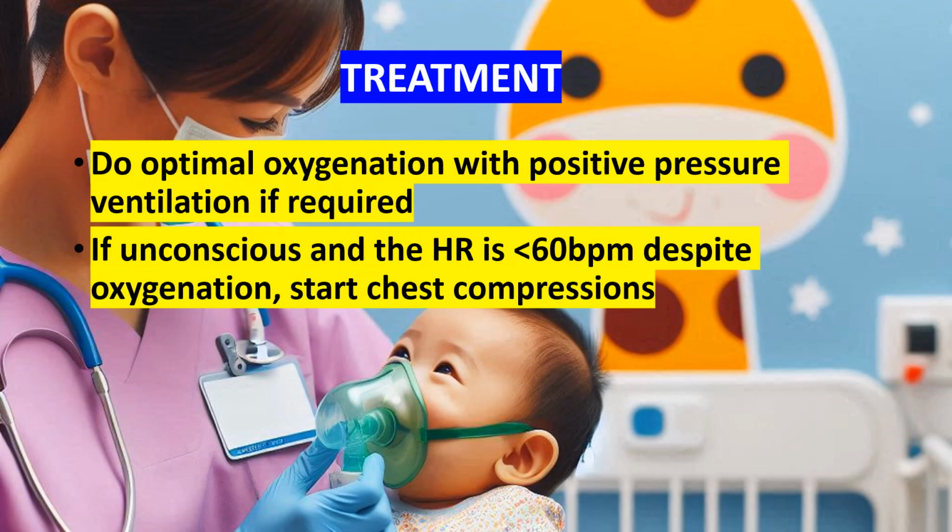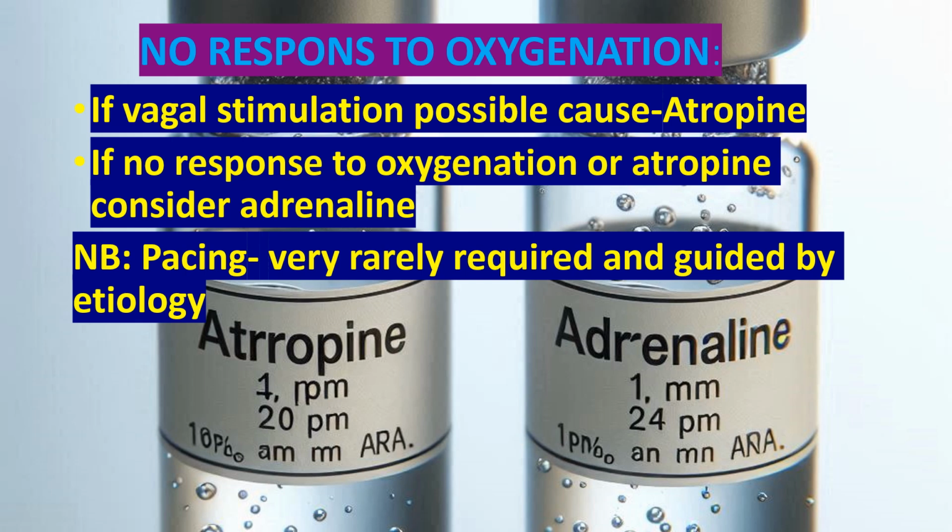For treatment of bradycardia in children, do optimal oxygenation with positive pressure ventilation if necessary. For the unconscious child with the heart rate of below 60 beats per minute, despite oxygenation, start chest compressions early. No response to oxygenation? Identify other causes and treat accordingly. If it was vagal stimulation, administer atropine. If no response to oxygenation and atropine, consider the use of adrenaline. Remember, pacing is rarely used, and it is usually guided by etiology.